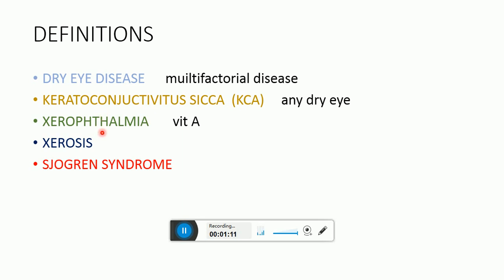Xerophthalmia. It describes a dry eye associated with vitamin A deficiency. Xerosis refers to extreme ocular dryness and keratinization that occurs in eyes with severe conjunctival cicatrization. Sjogren syndrome, autoimmune inflammatory disease of which dry eye is a feature.